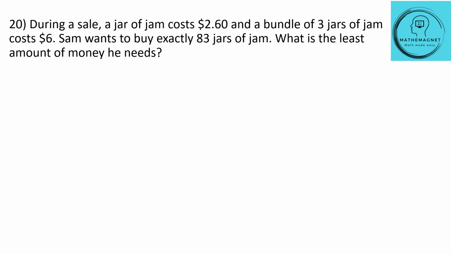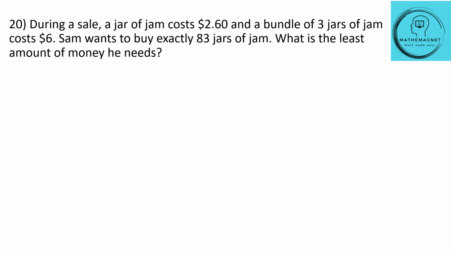The last question, question number 20. During a sale, a jar of jam costs $2.6 and a bundle of 3 jars of jam costs $6. Now Sam wants to buy exactly 83 jars of jam. What is the least amount of money he needs to pay?